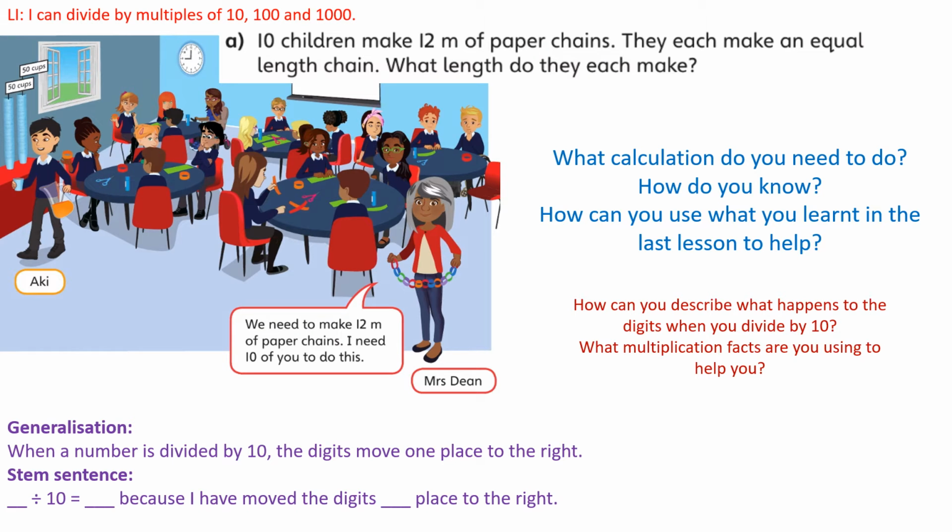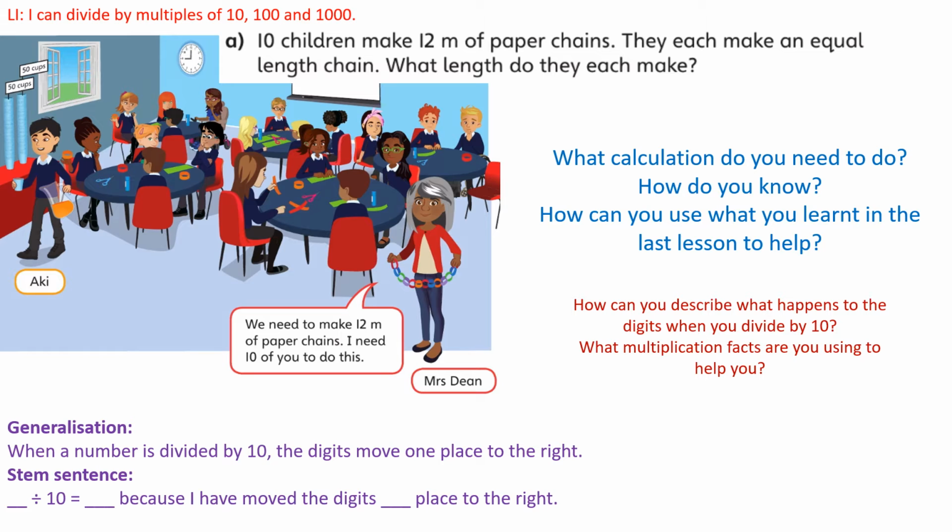Let's have a look at question A. 10 children make 12 meters of paper chains. They each make an equal length chain. What length do they each make? Now we need to work out the calculation. So if we've got 12 meters in total, and we need to sort out between 10 children, what calculation am I doing? Is it a divide or a multiply?